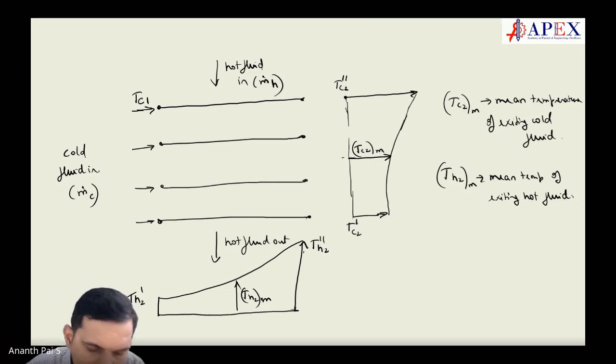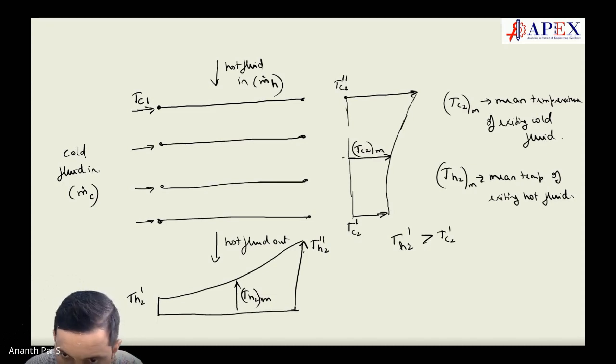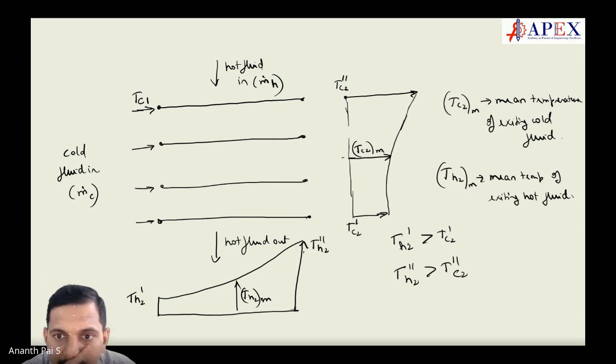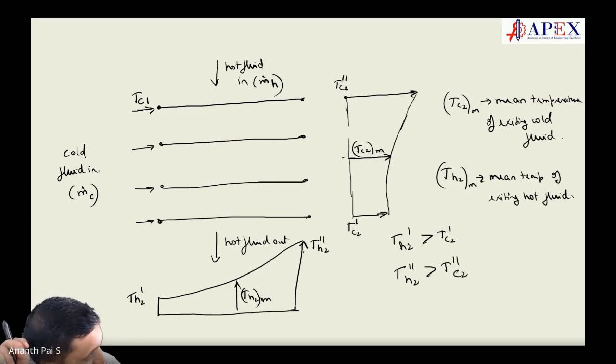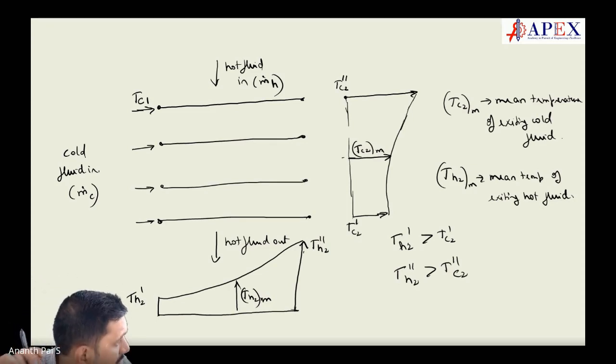Now, here, whatever the mean temperature is on this side, we have to keep in mind that Th2 dash is always greater than Tc2 dash, and Th2 double dash is greater than Tc2 double dash. Is it not? Am I correct in saying that? Correct, no? Can I say that? Wait a minute. Can I say so? Or I cannot say. Th2, can I say that? No, I cannot say it. I cannot say that. Not always applicable.